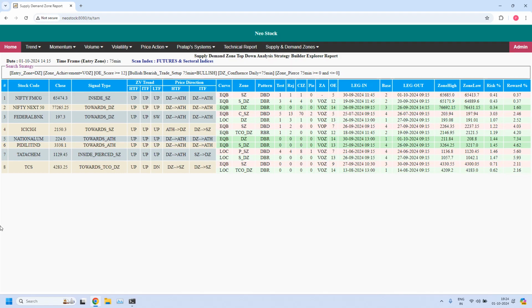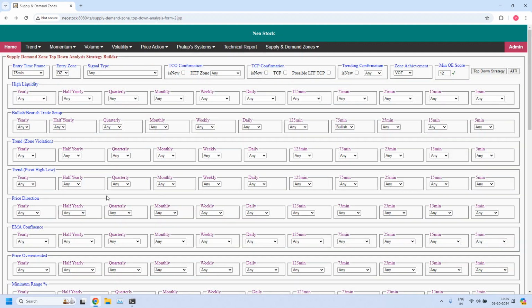All these 8 stocks, entry time frame zone, that is 75 minute zone, is a part of the daily zone. Because the daily trend is uptrend, if any of these stocks are having daily EMA confluence, it's a high probability setup because 75 minute zone is part of the daily zone. Daily trend is up. If the daily zone is also having daily EMA confluence, it's a high probability setup.